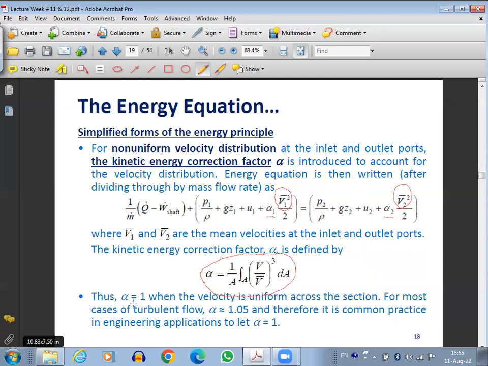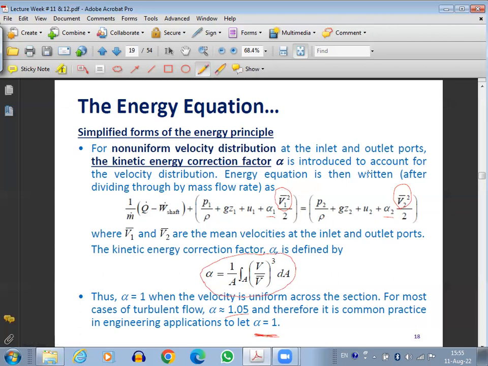Alpha equals 1 when the velocity is uniform across the section. For most cases of turbulent flow, alpha is approximately equal to 1.05, since most of the cases that we normally deal with are cases where the flow is turbulent. So we can actually consider alpha as 1 for most of the cases, and therefore it is a common practice in engineering applications to let alpha equal 1.